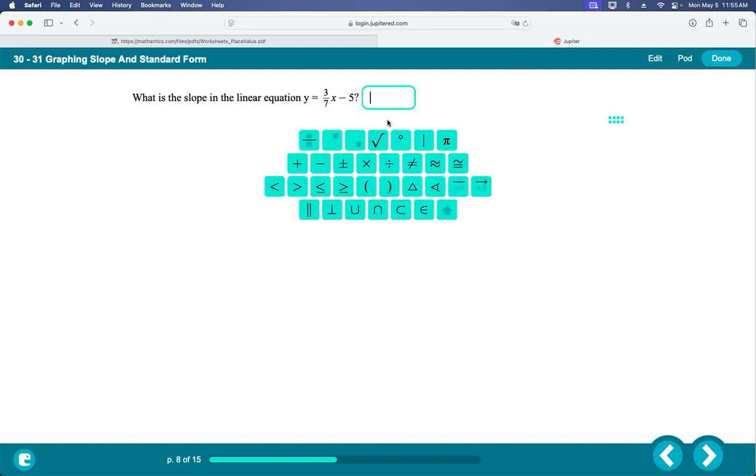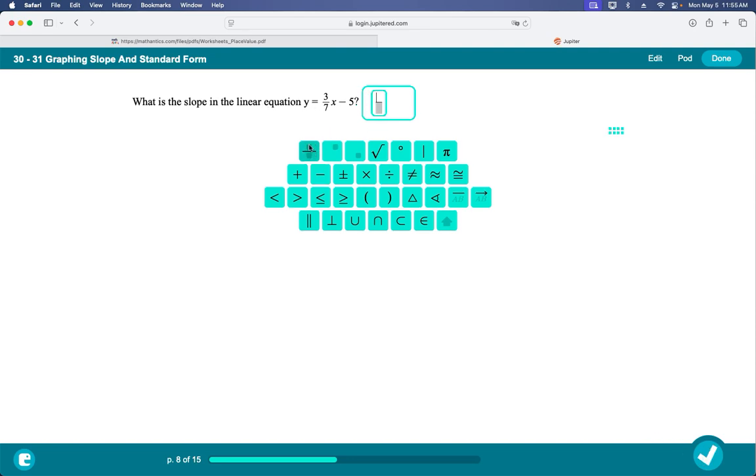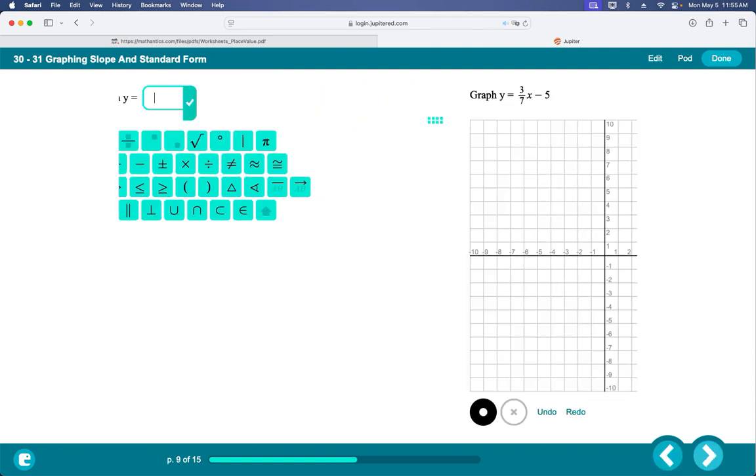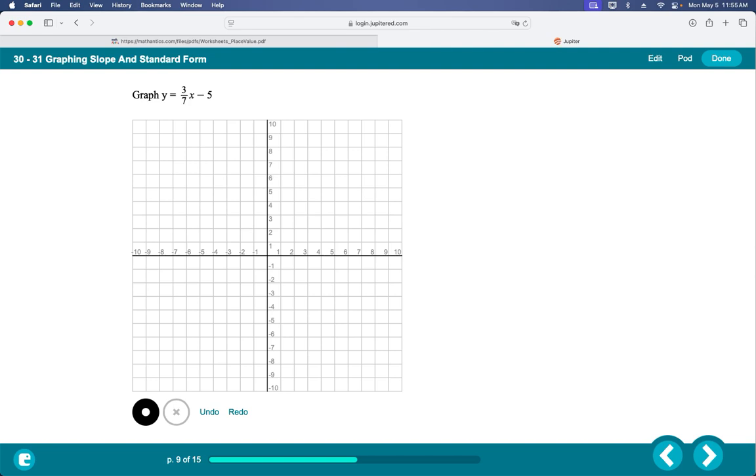All right, so we have one more. What is the slope here? 3 over 7. All right, so now we will check that, and then we'll graph. -5, so we find the -5, and then we have up 3 over 7. So up 1, 2, 3 over 7. Now we can't go another one this way, so we could just draw the line like this, but I like to always do that third point.